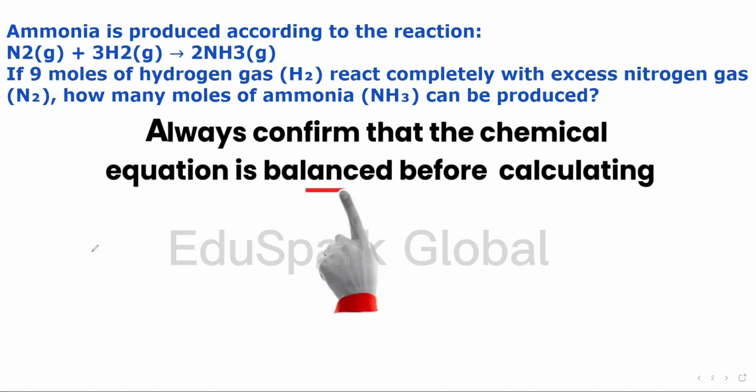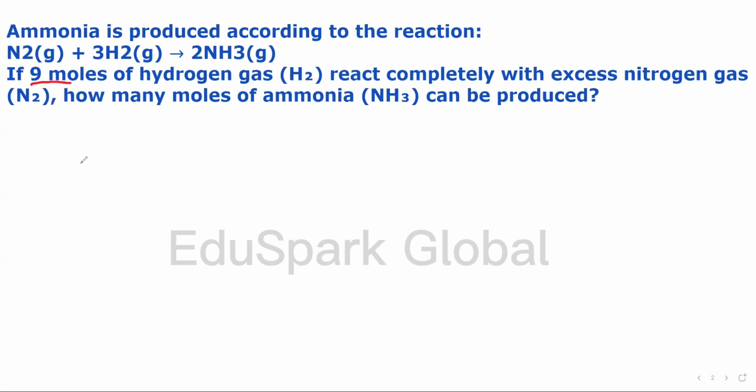So to solve this, we will start with the given value, the 9 moles of hydrogen gas. So we have 9 moles of H2. Then we're going to compare this with the ratios of hydrogen and ammonia. So ammonia is what we're trying to convert to, and hydrogen is a starting material. So in this equation, we have 2 moles of ammonia. So we're going to say 2 moles NH3.